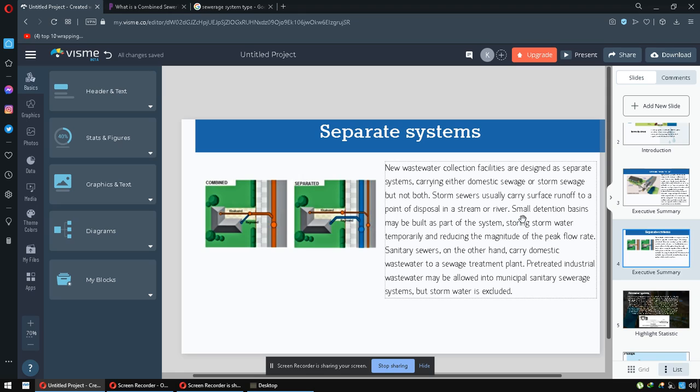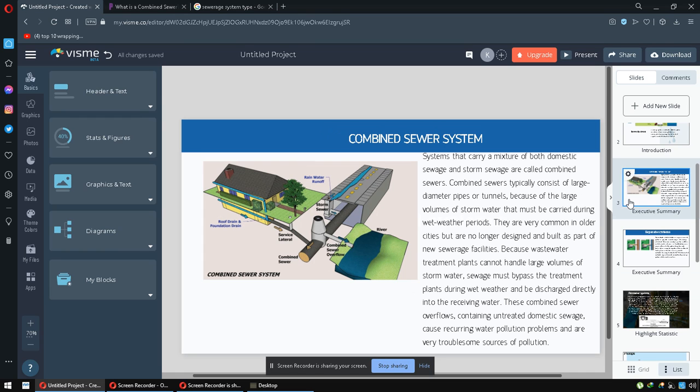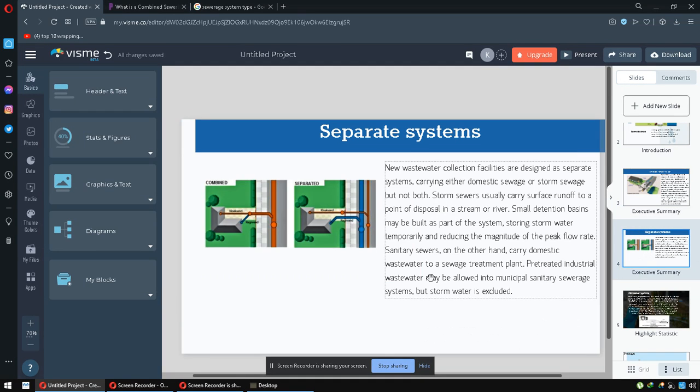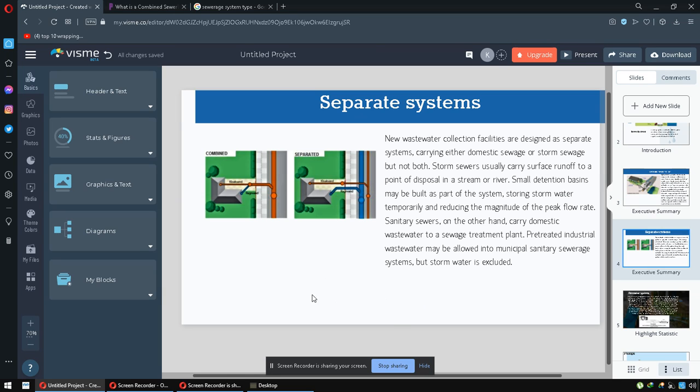So this kind of system is much better than the combined one because storm water is released directly. In the first, the combined sewer system, domestic wastewater and rainwaters are combined, so when heavy rain strikes, it will cause overflowing, and overflowing can lead to pollution.